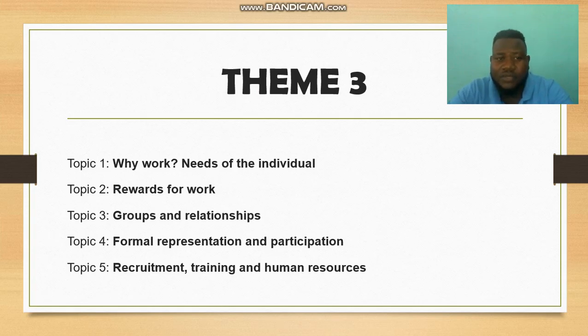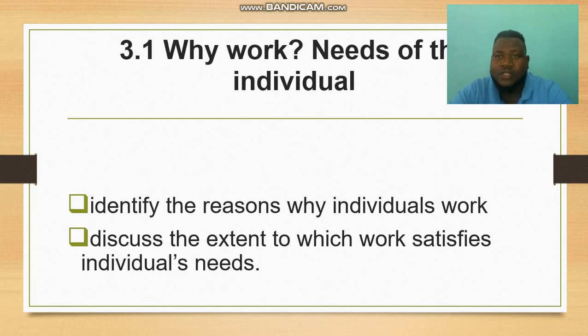The first topic is why work, needs for the individual, rewards for work, groups and relationships, formal representation and participation, recruitment, training, and human resource. So now let's look at the first topic. What are you expected? You must be able to identify the reasons why individuals work. So why do people work? You should be able to give reasons why individuals work.